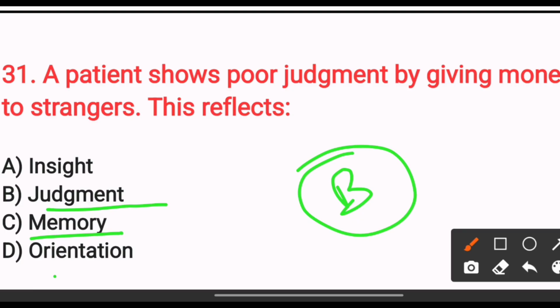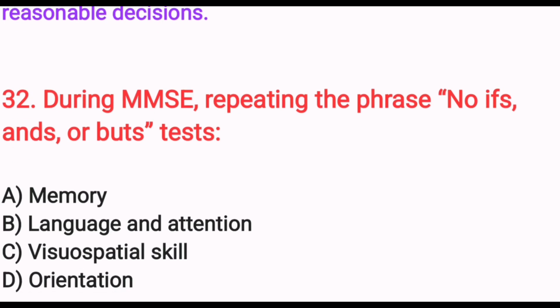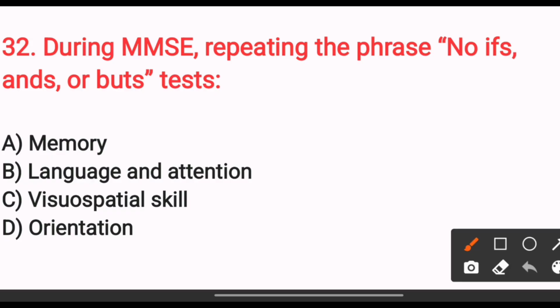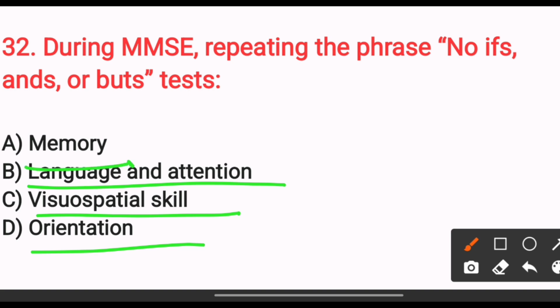Next, during the mini mental status examination, repeating the phrase "no ifs, ands, or buts" tests which domain? Option A, memory. Option B, language and attention. Option C, visuospatial. Option D, orientation. The answer is option B, language and attention, because repetition tasks assess verbal expression and attentional focus. So the answer is option B.